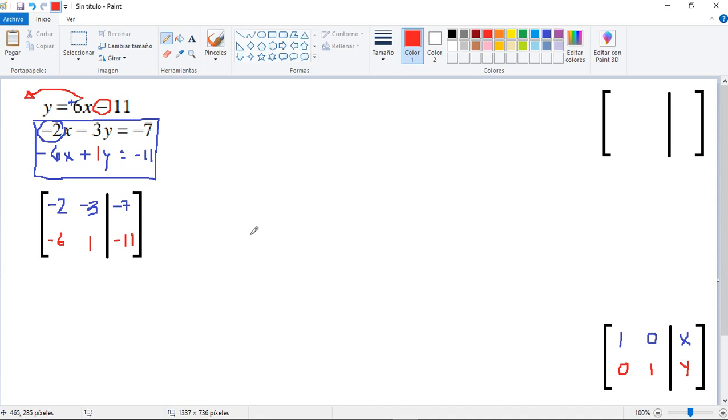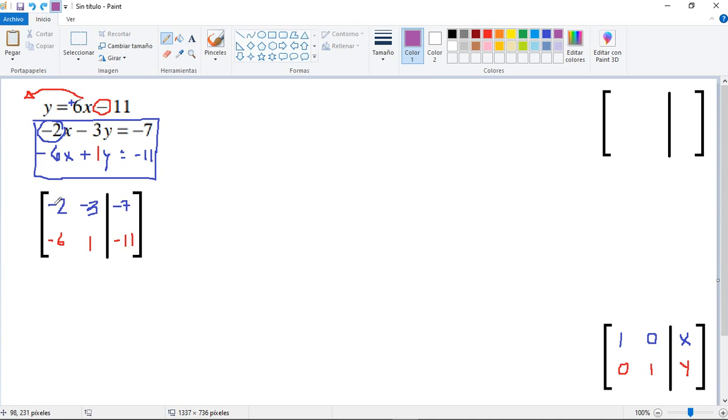As I told you, we want this number. Let me use a different color. We want this number to be converted into 1. You see, the top left one, it has to be a 1. All right. So how do we do it? How do we convert this number into a 1? Well, an easy solution, and it's what we're going to do, is to divide it by itself.